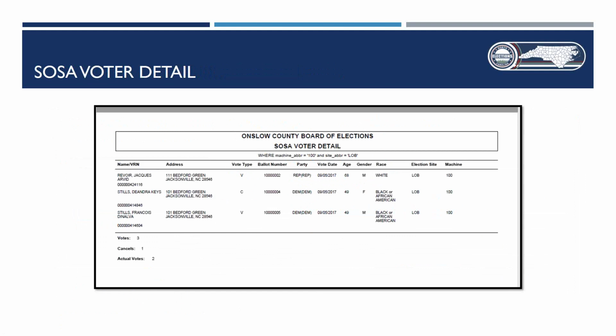The next one is the SOSA voter detail. This is just a list of everyone that has voted on a particular machine. It gives all the details with their name and address, their ballot number, and all kinds of interesting information there. So if you need to compare paper to actual people that voted on a machine, this report might be helpful for that. And you can see here it also lists a vote type. A V is vote, C is cancel.